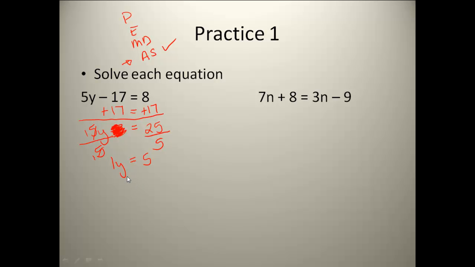Now, you might be looking at this and say, you know what, my y is not isolated because there's still a 1 here. But a 1 we can essentially ignore. It's not necessary to have it written. So I really have y is equal to 5.